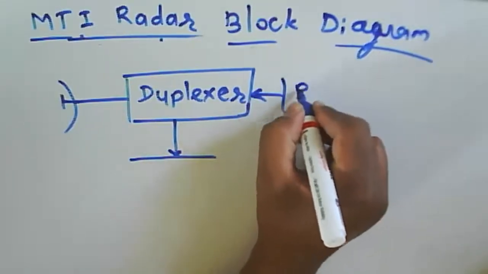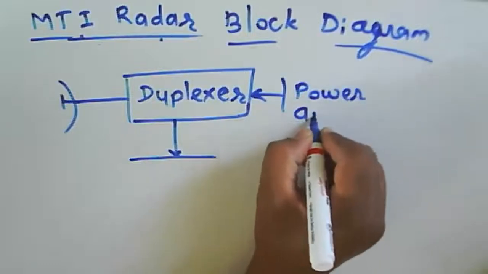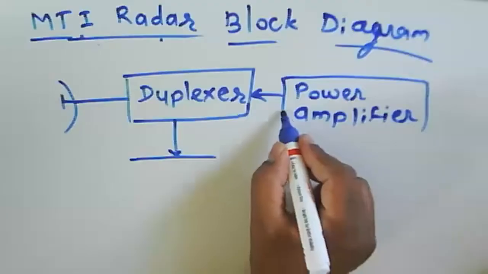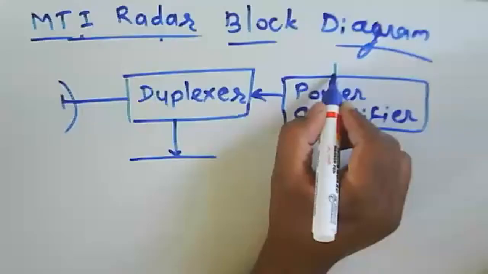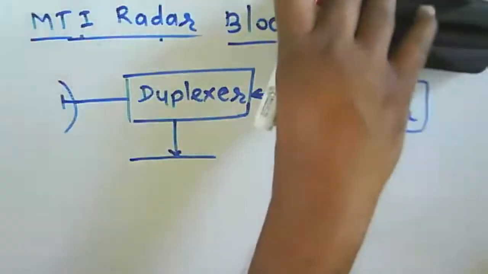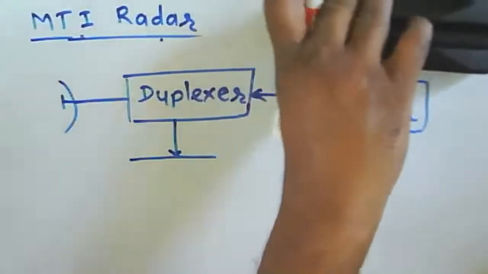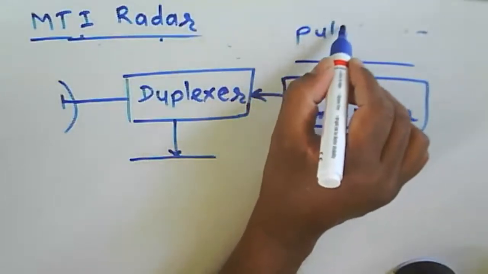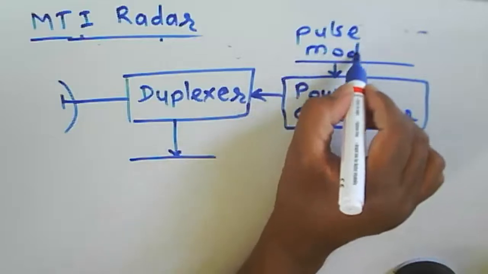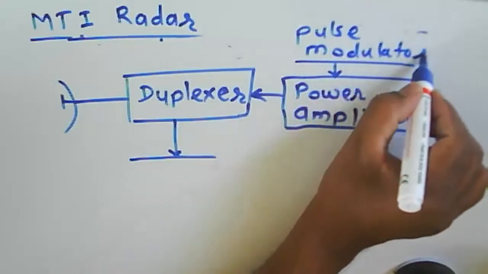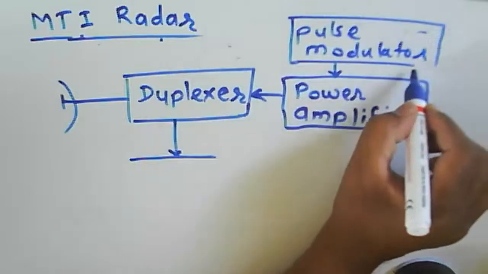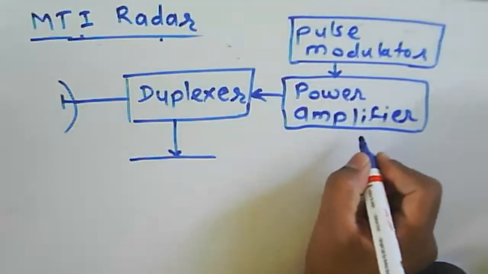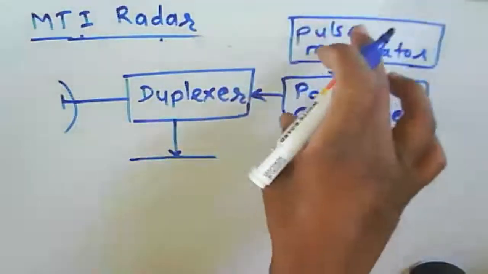Then we have a power amplifier. So, the MTI radar block diagram. Then we have a pulse modulator. This block acts as a transmitter.